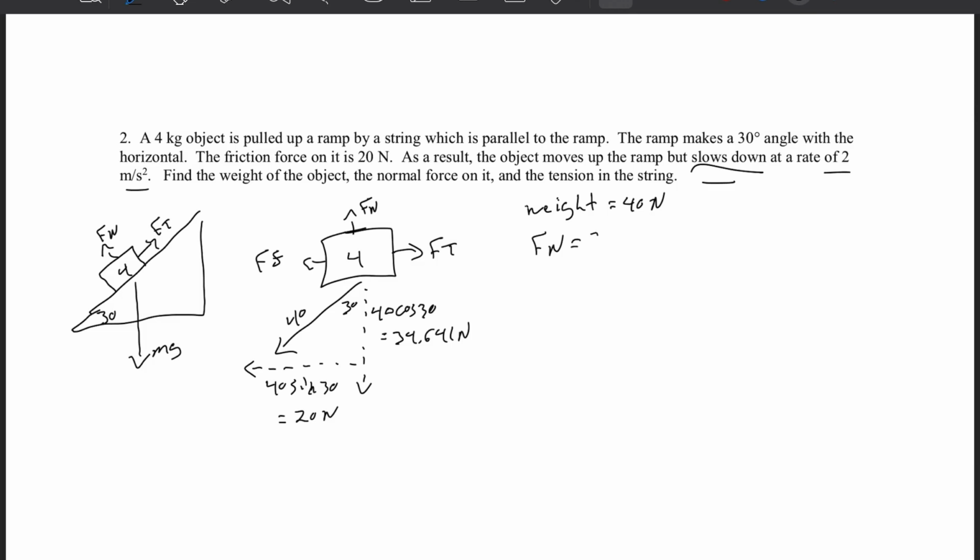Answering the questions, our weight, of course, is 40. Force normal is balanced with the vertical component, 34.641 newtons. In order to figure out what tension is, we have to do our net force is equal to ma. These are all the things we're thinking about when we put all this together.